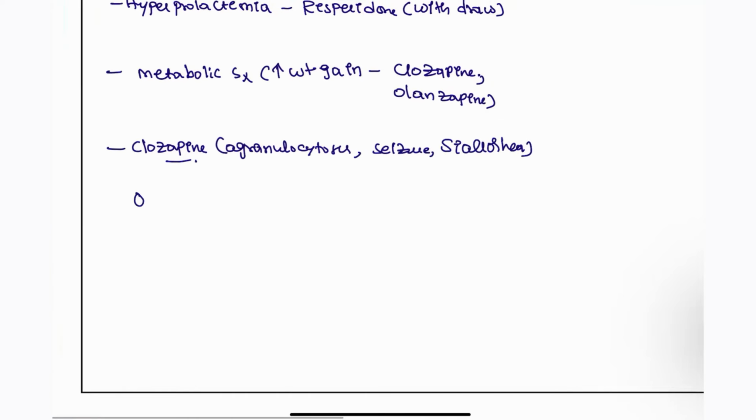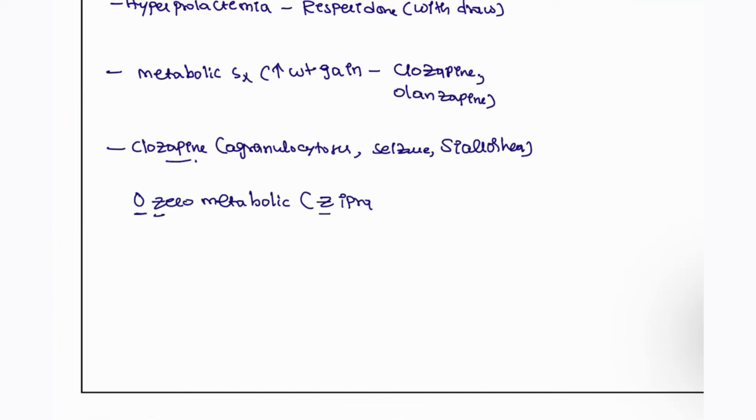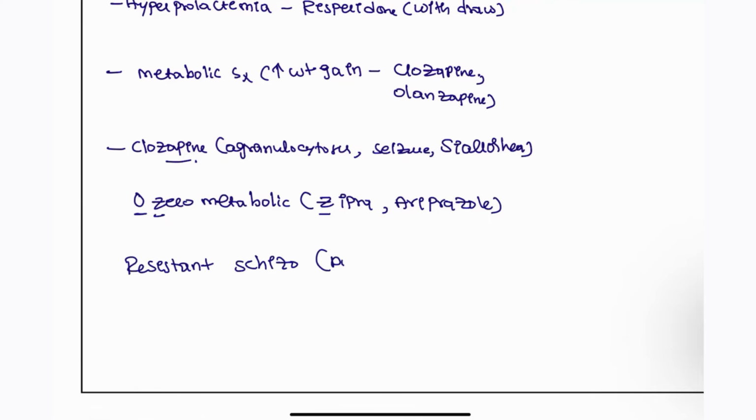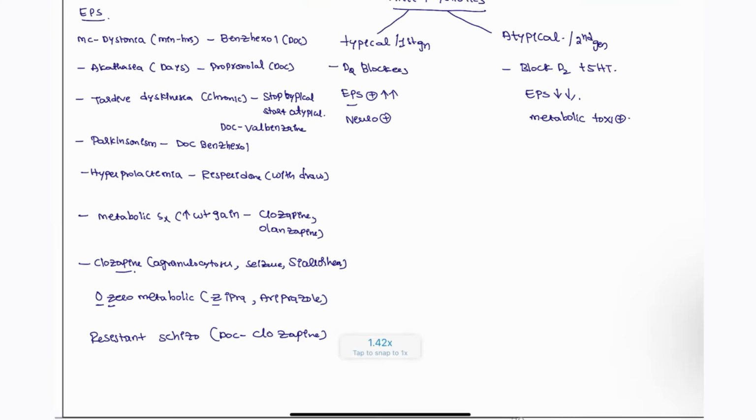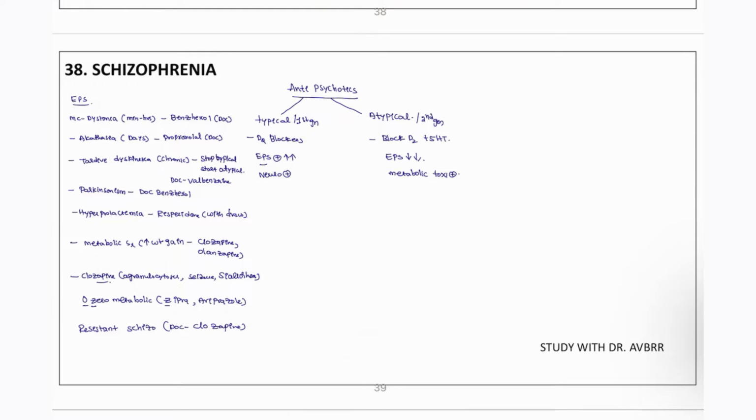And what about the zero? There will be zero metabolic effects. Z for zero, Z for Zipra. The drug is ziprasidone, and also aripiprazole, which will have zero metabolic effects. Next, those who are suffering from resistant schizophrenia: the drug of choice is clozapine. This is the overview of the schizophrenia-related drugs and their side effects.